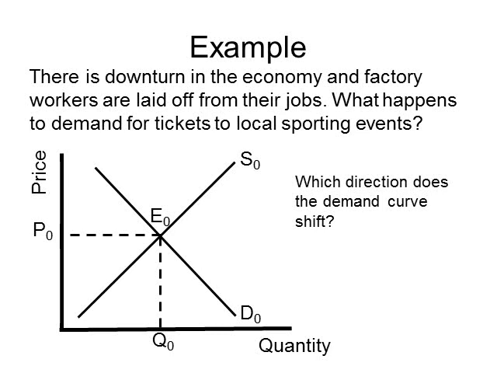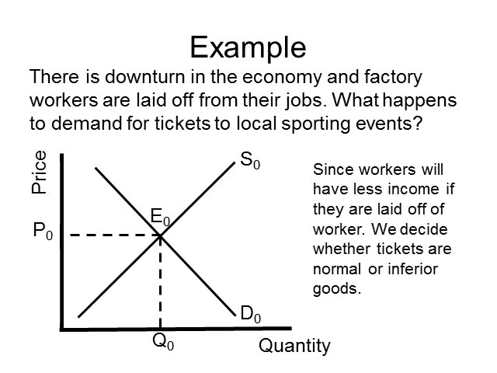Next, we need to decide which direction the demand curve will shift in response to workers' income. Before looking at the table for figuring out which way the demand curve will shift, we need to decide whether tickets to sporting events are normal goods or inferior goods. The definition of a normal good is when an individual's income increases, the demand for the good increases, and when an individual's income decreases, the demand for the good decreases. The definition of an inferior good is when an individual's income increases, the demand for the good decreases, and when an individual's income decreases, the demand for the good increases.